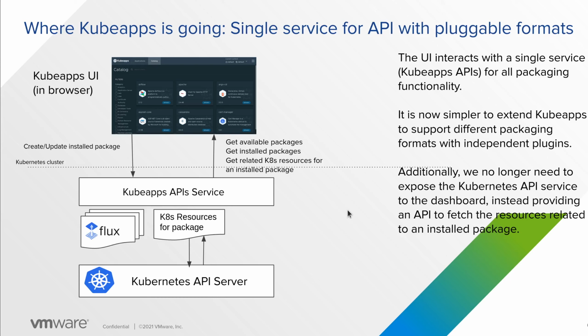Where we're moving to is a single service for the API with pluggable formats. So in this scenario, the UI interacts with a single service for all the packaging functionality. So it's simpler for us to extend Kubeapps to support different packaging formats with independent plugins. And additionally, we no longer need to expose the Kubernetes API server to the dashboard, instead providing an API to fetch the resources related to an installed package only.